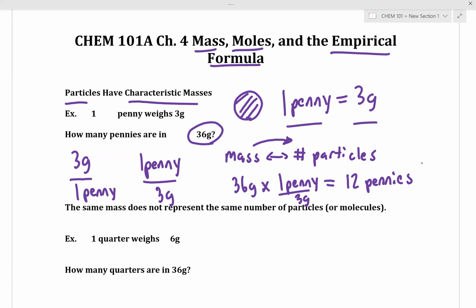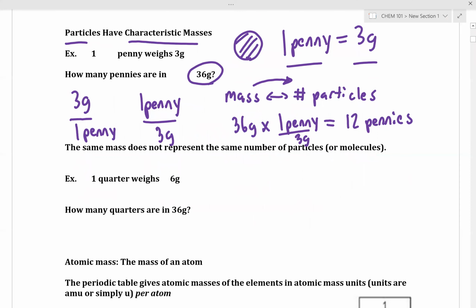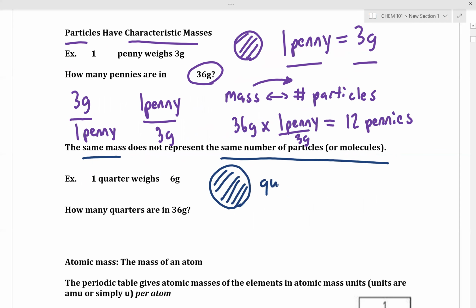Okay. Now, a fundamental idea in chemistry is that the same mass does not represent the same number of particles, right? This can be best shown if we compare a penny to a quarter. A quarter is substantially larger than a penny.